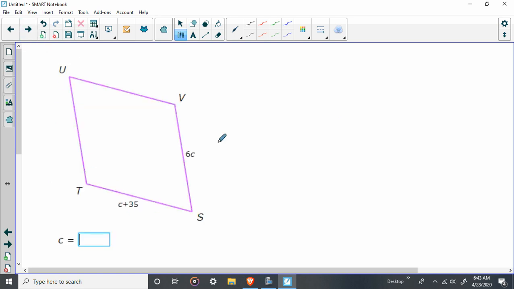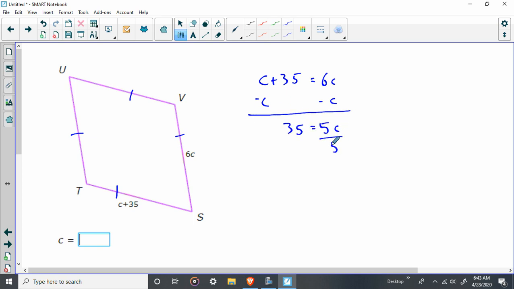All right. Again, pretty straightforward. What do you know, though? I'm going to tell you it's a rhombus because I cut off that part of the question. So this is a rhombus. What do you need to know? That these two things are equal. C plus 35 is equal to 6C. Set them equal. 35 is equal to 5C. Let's divide by 5. I'll find out that C is equal to 7.